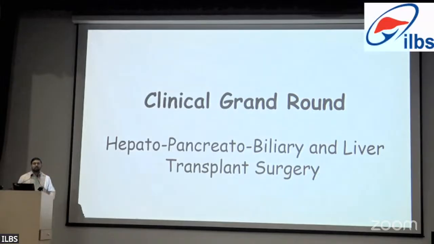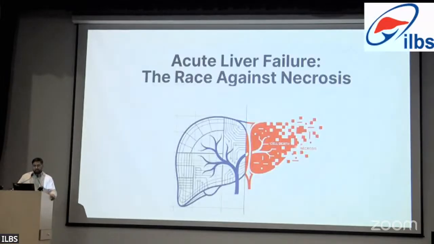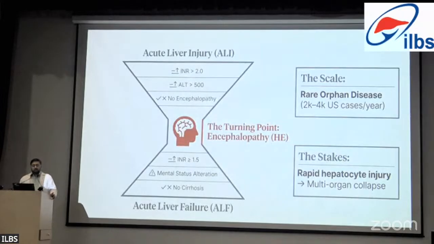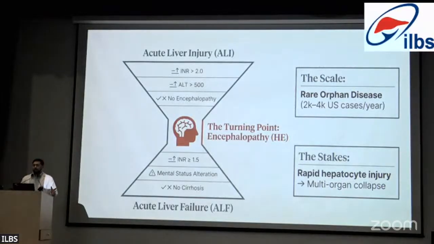Good morning, everyone. I'll be taking a few questions which sir presented: plasma exchange, what the literature says about it and everything. So I'll start with basics. I'll be talking about acute liver failure. It's a race against the necrosis of the liver. The turning point between acute liver injury and acute liver failure is hepatic encephalopathy, as we all know.